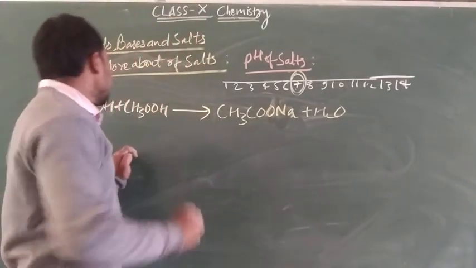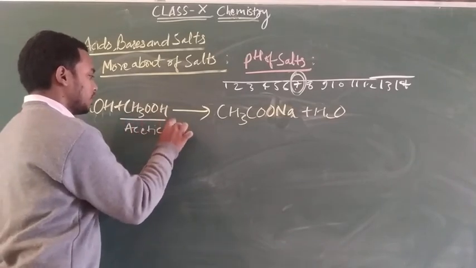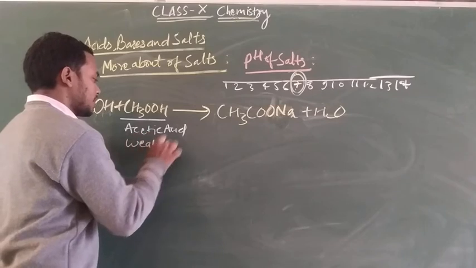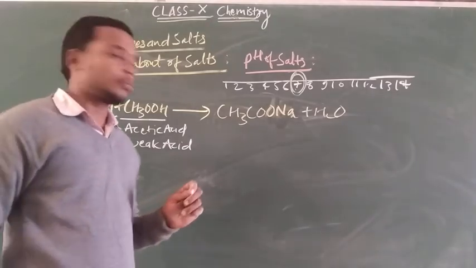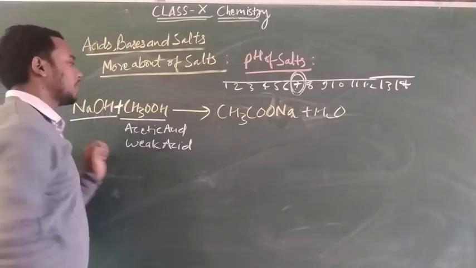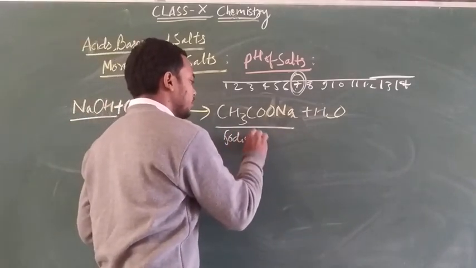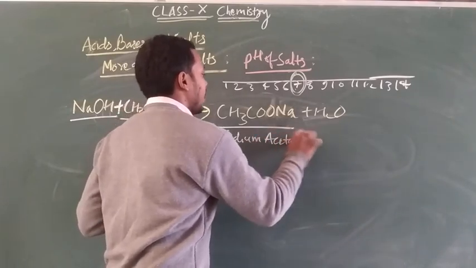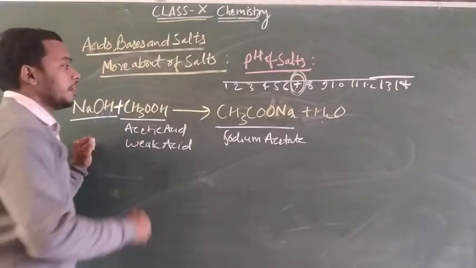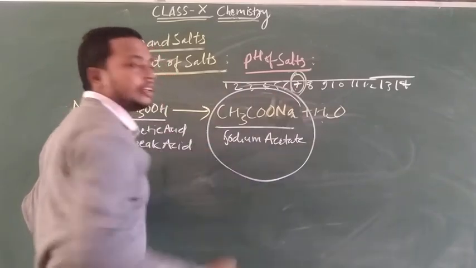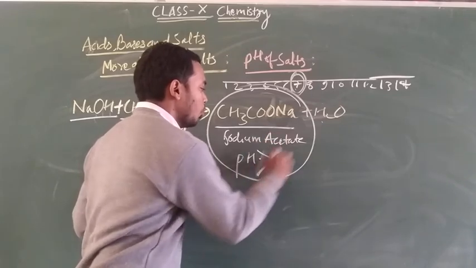Students, here our weak acid is acetic acid. And you already know sodium hydroxide is a very strong base. When sodium hydroxide combines with acetic acid, it forms sodium acetate and water. So here is the given sodium acetate. What will be the pH of sodium acetate? The pH will be more than 7.